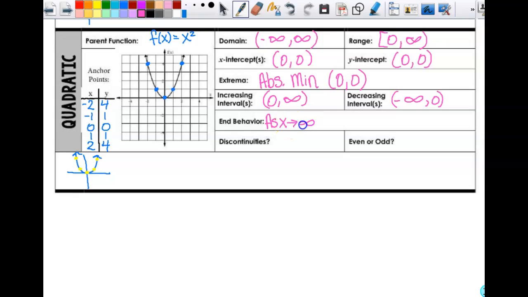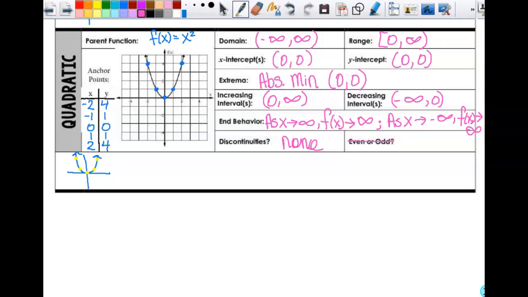Okay, as x approaches infinity, f of x approaches what? Y'all tell me. Anybody? Infinity, good. As x gets bigger, y gets bigger, infinity. And then as x approaches negative infinity, f of x approaches infinity. Very good. Any discontinuities? None. And then we are not going to worry about even.